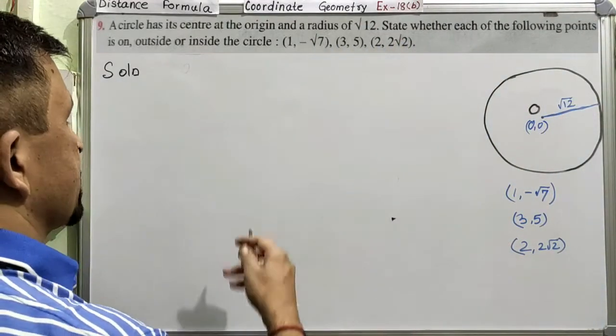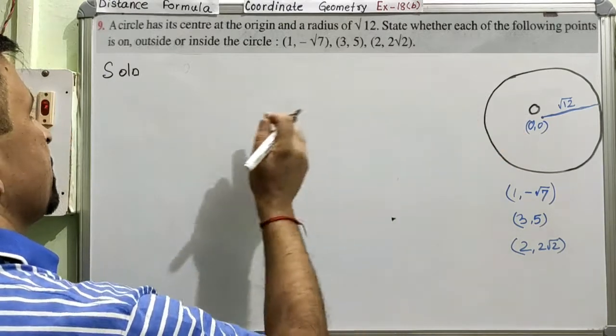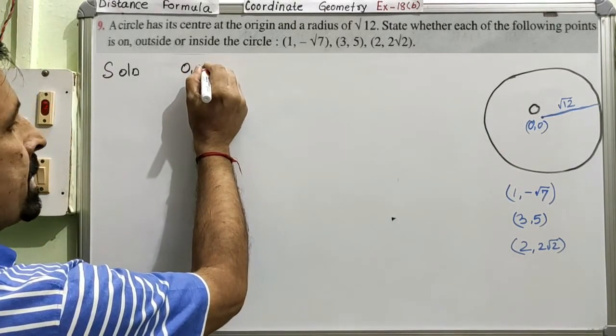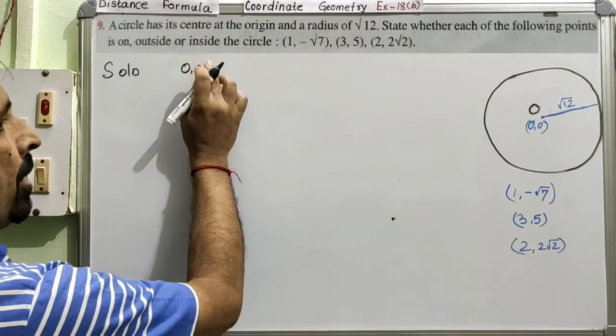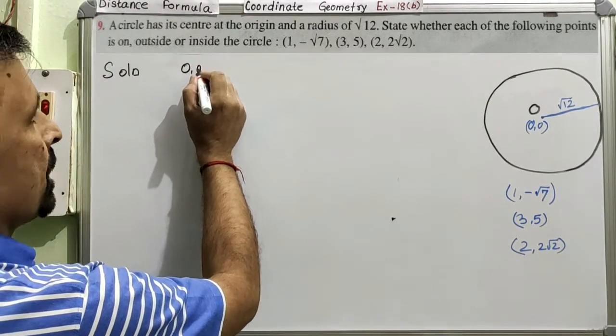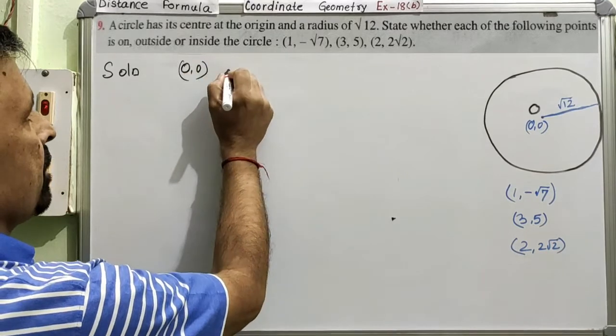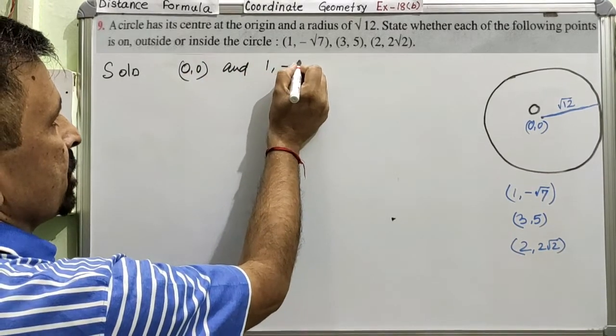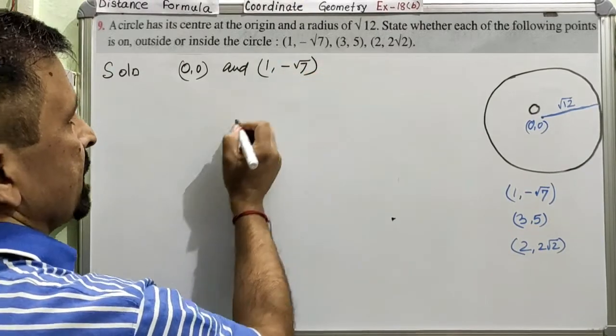We'll find the distance between this ordered pair and the origin. So (0, 0), right? And the point (1, minus root 7). So we are going to find out the distance between these two, right?